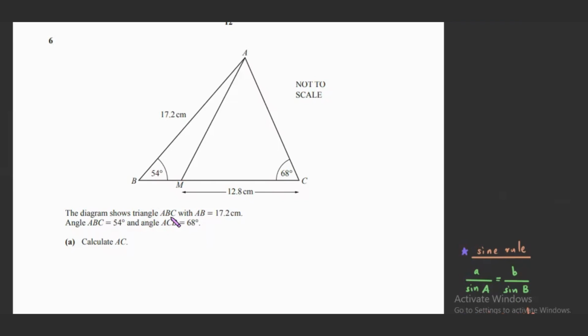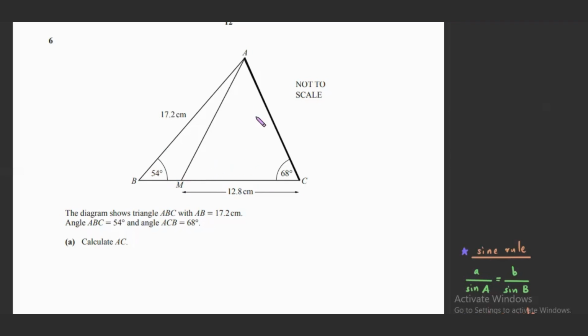The diagram shows triangle ABC with AB equal to 17.2. Then this angle ABC is 54, and this angle ACB is equal to 68. The first question is to calculate AC. So AC is this distance that we have here. We need to calculate this. Now, when we consider this larger triangle, which is ABC, two angles are known. This side AB is known. Even though BC is not known completely, a part of that BC is known.